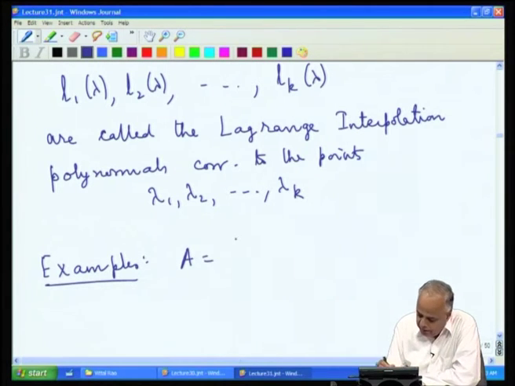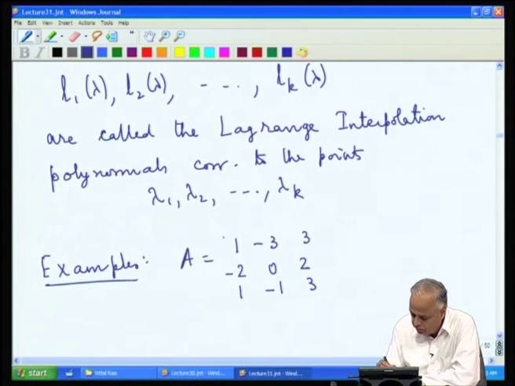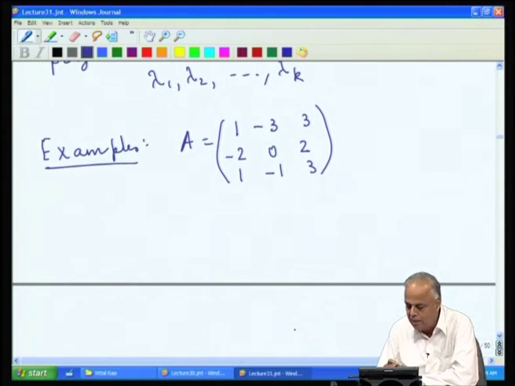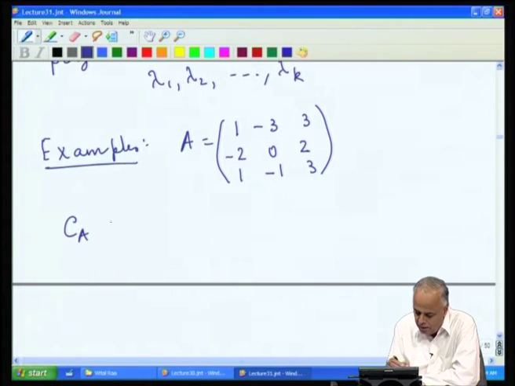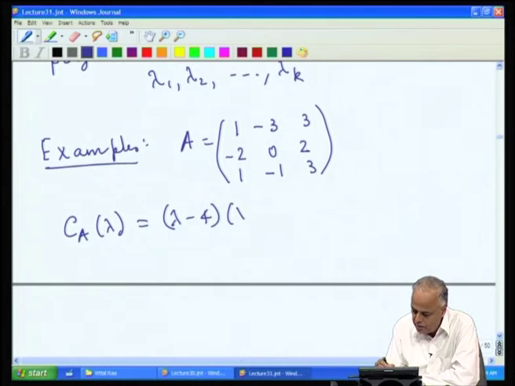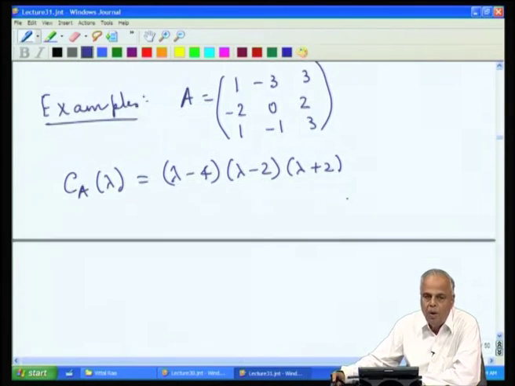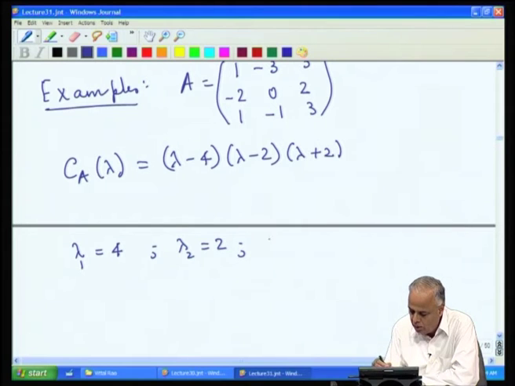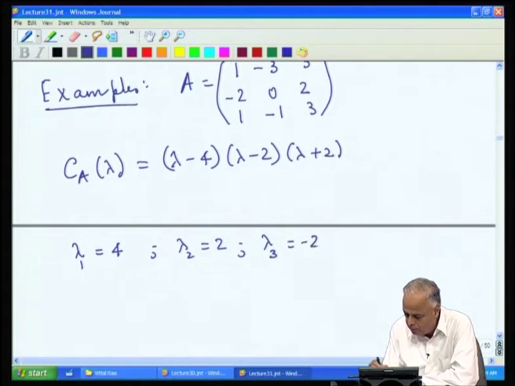Let us look at this matrix again: 1 minus 3 3, minus 2 0 2, 1 minus 1 3. Again, this is the same matrix which you have seen at the beginning of the class as well as in the previous lectures, and we have found that the characteristic polynomial is lambda minus 4 into lambda minus 2 into lambda plus 2. Now, what are the eigenvalues? The distinct eigenvalues are lambda 1 equal to 4, lambda 2 equal to 2, lambda 3 equal to minus 2.